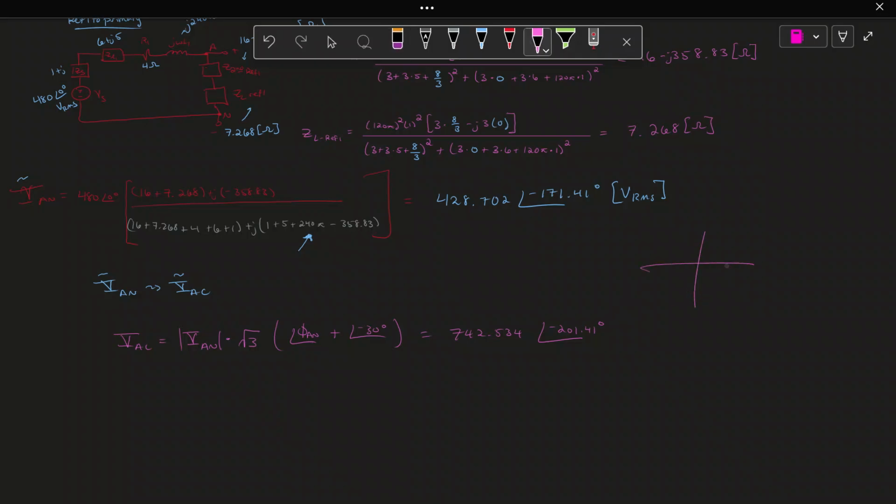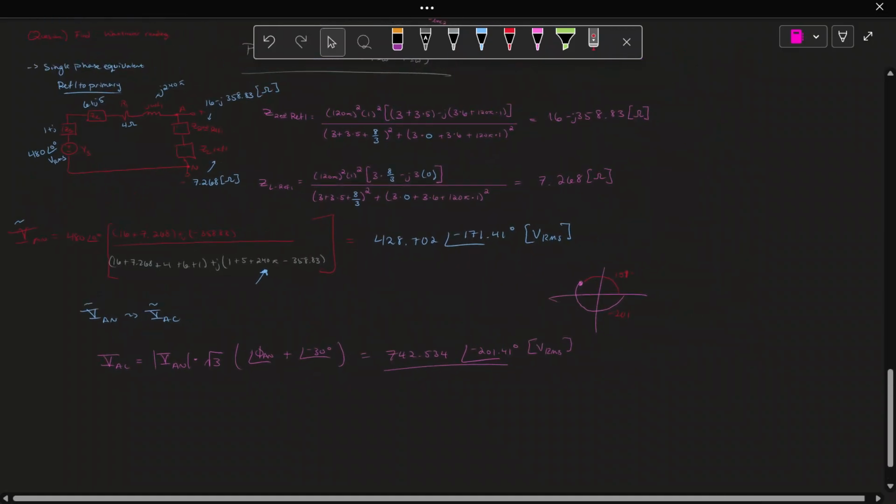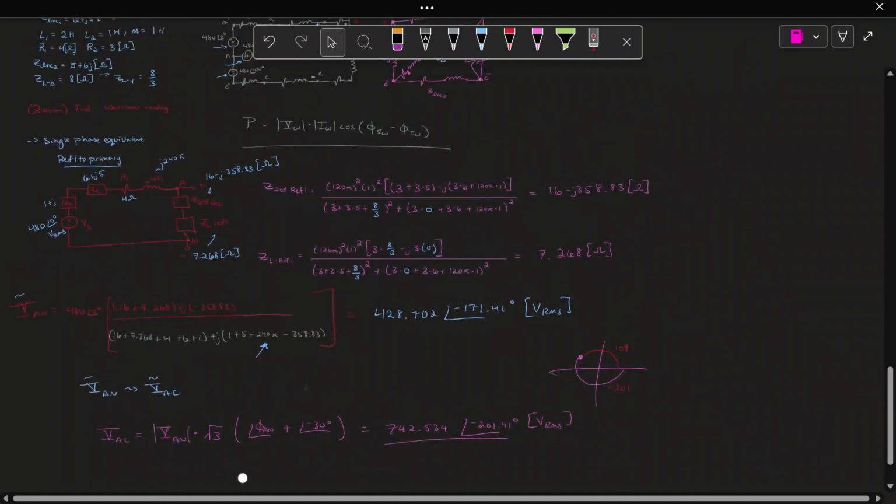This is sort of like going like this. Negative 201 is like right here. This is negative 201, and it needs to be 360, so 158-ish. I guess it's 159, but of course there's some extra. So it could be either positive 158 or negative 201, however you want to do this. But this is our VRMS of AC. That's our AC voltage. And look, we found the angle and we found the magnitude. Perfect. We've found the voltage.